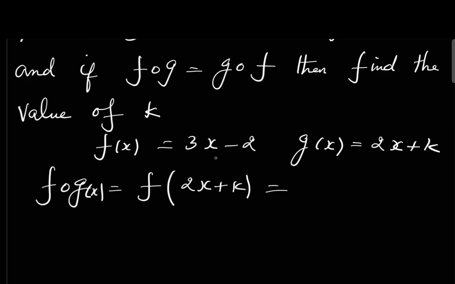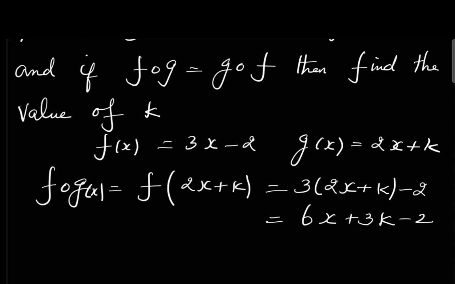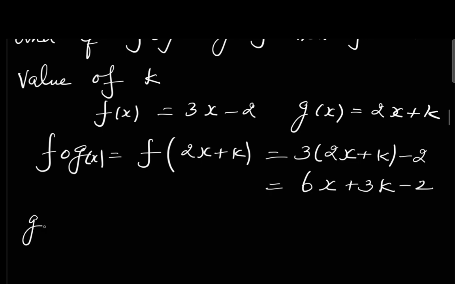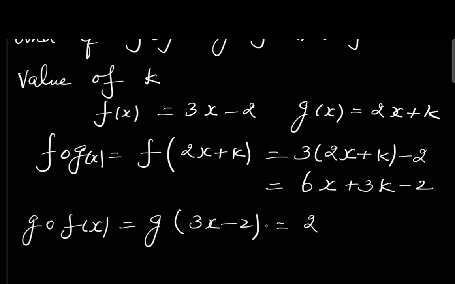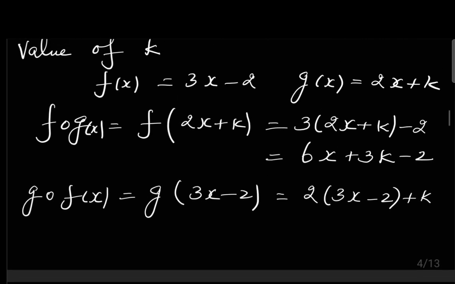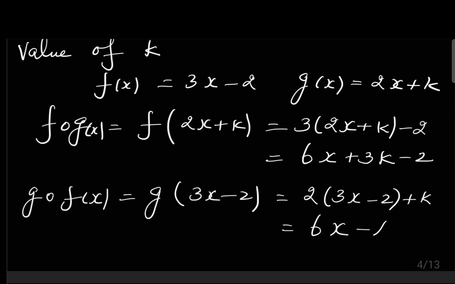Then what is f of x? 3x minus 2. Replace x as 2x plus k: 3 times (2x plus k) minus 2. 3 2s are 6x plus 3k minus 2. That's all. We cannot further simplify this. Now take g dot f of x. That is g of f of x, f of x is 3x minus 2. G of x is 2x plus k, replace x as 3x minus 2, plus k. So 6x minus 4 plus k.